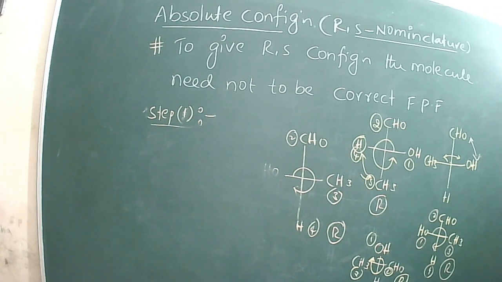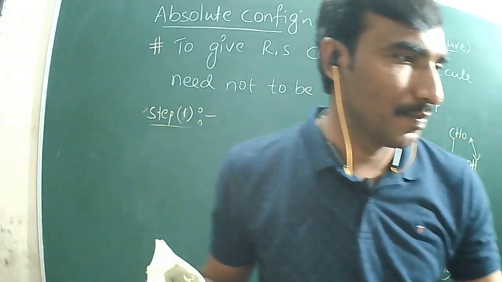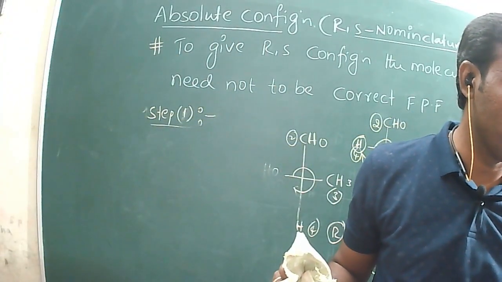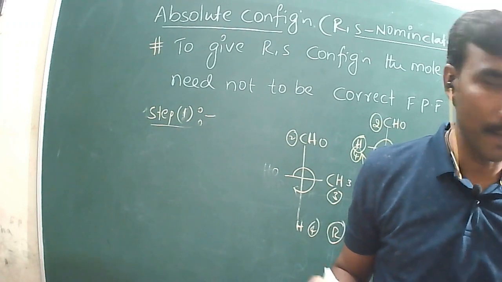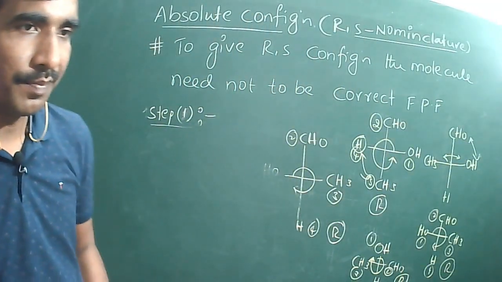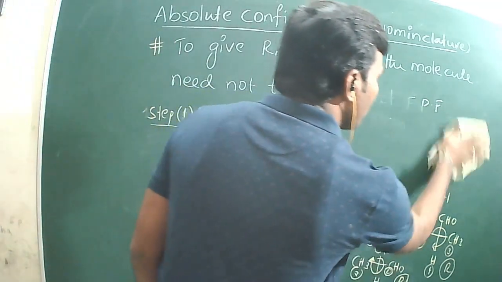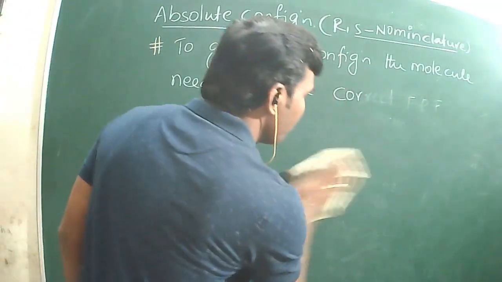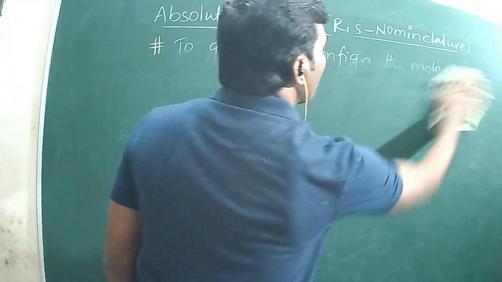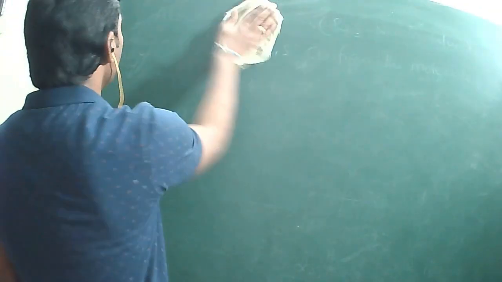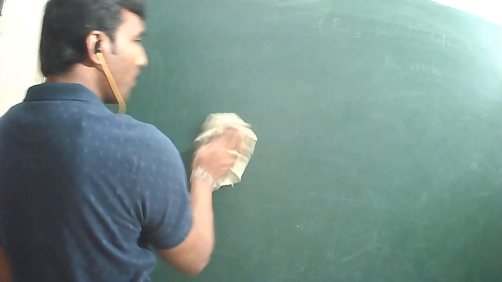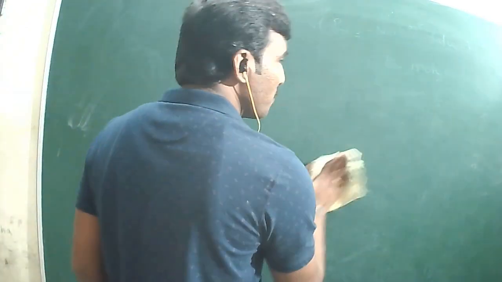Okay. Copy. Right. Now, in a simple manner, I will write out 4 steps. It is okay with the RS nomenclature and Fisher projection formula, but we cannot expect the question in the Fisher projection formula. They can give a wedge dash representation, otherwise a Newman projection, whatever they want.